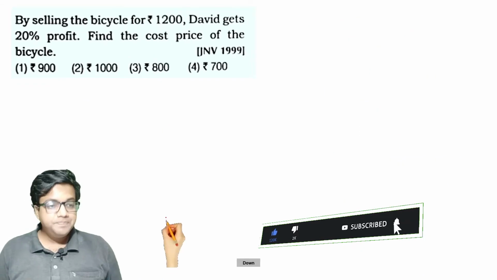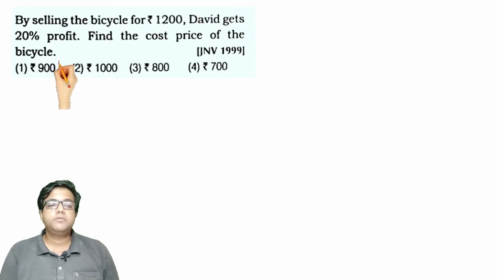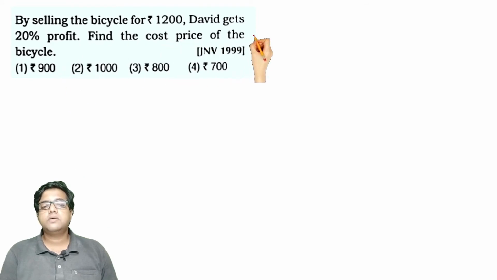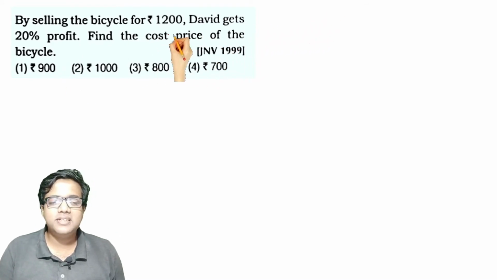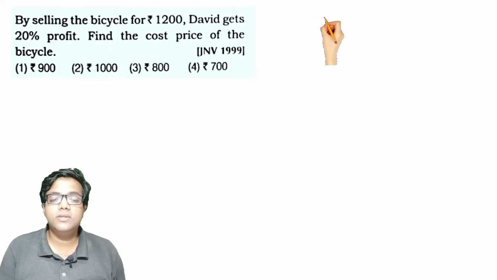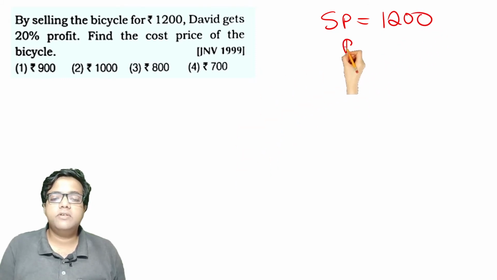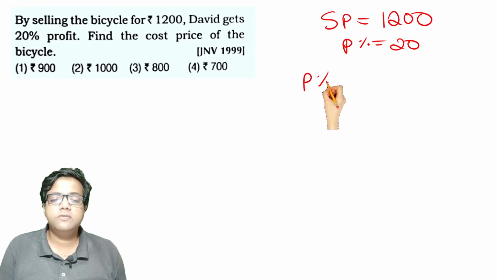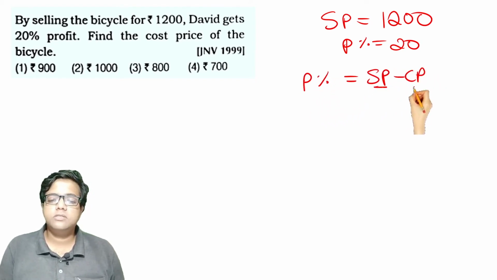Let's move ahead. By selling the bicycle for 1200, David gets 20% profit. Find the cost price of the bicycle. This is again very easy. So he sold the bicycle for, selling price is 1200 and profit percent is also given, that is 20%. You know the formula for profit percent. Profit percent is equal to selling price minus cost price by cost price into 100.